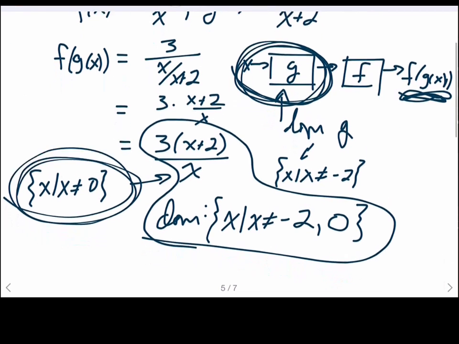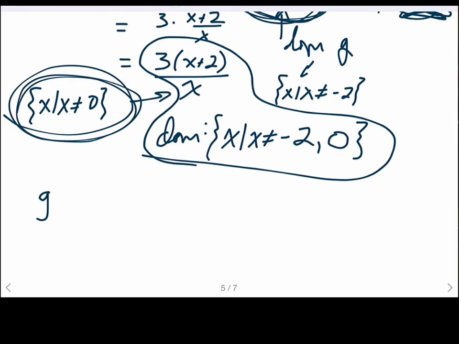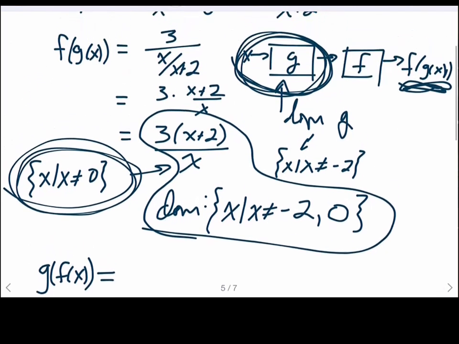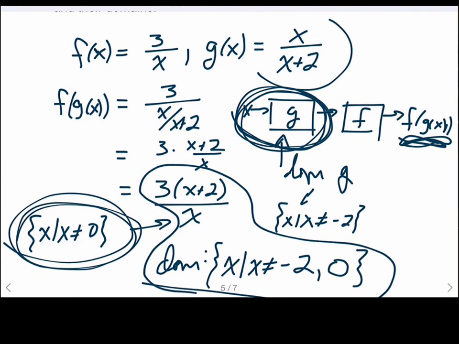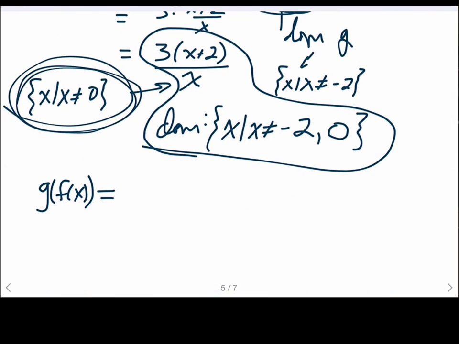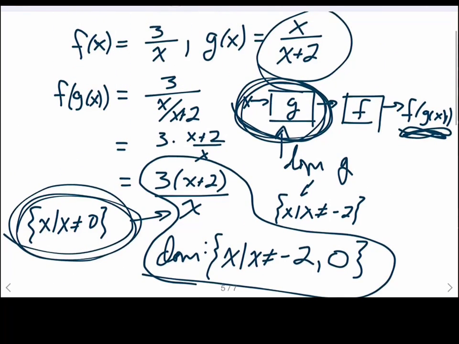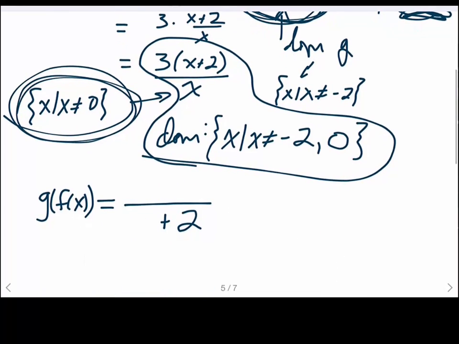Next we're going to find g of f of x. G's rule is, if I reference that, x over x plus 2. And so I'm going to write it down as blank over blank plus 2. And then we're putting f into that. F has the rule 3 over x. So we're looking at 3 over x over 3 over x plus 2.